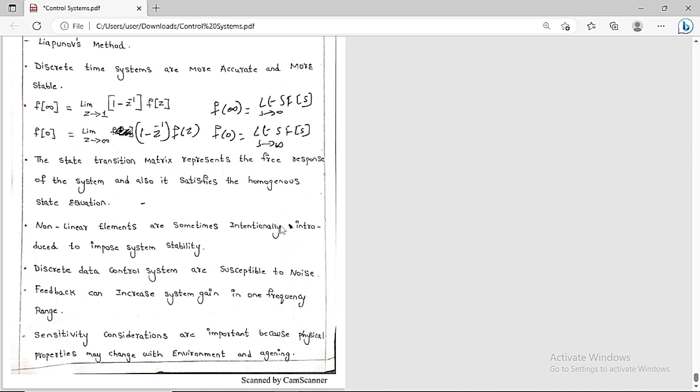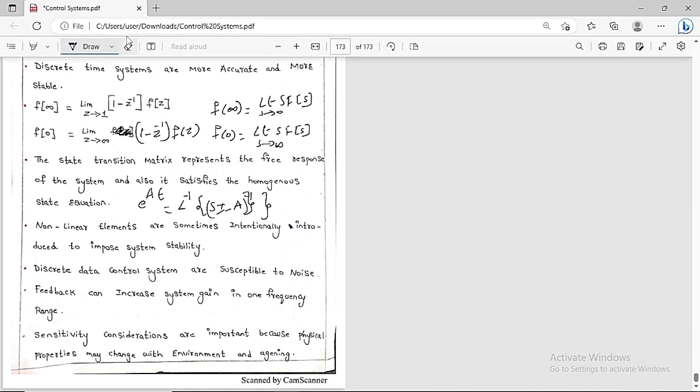e to the power of At is called the state transition matrix, which is the Laplace inverse of (sI minus A) whole inverse. Let me write it here. A small correction here, so listen carefully. The Laplace inverse of (sI minus A) whole inverse is called the state transition matrix.